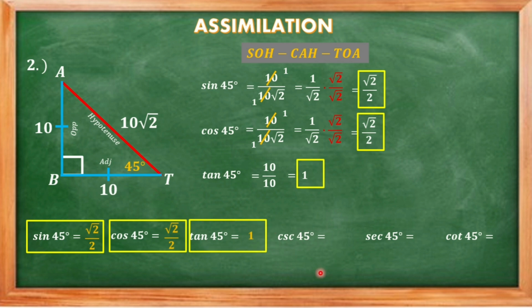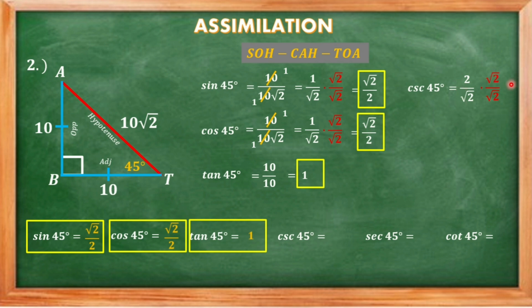So, alam naman natin na yung cosecant 45 degrees, ang reciprocal niya ay yung sine 45 degrees. Kaya, kukunin lang natin yung reciprocal ng kanyang answer. So, cosecant 45 is equals to yung reciprocal ng answer ng sine 45, which is 2 over the square root of 2. So, para ma-remove natin yung radical sign sa denominator, kailangan natin i-rationalize by multiplying the numerator and the denominator by the square root of 2.